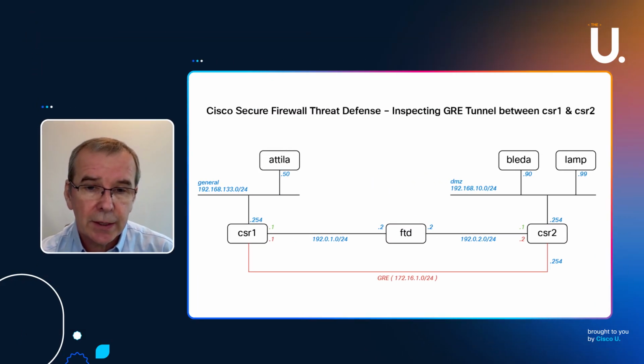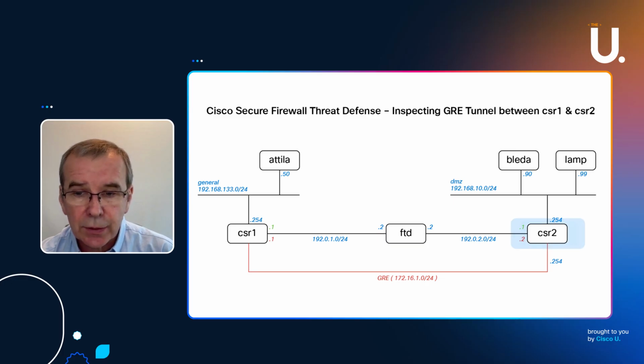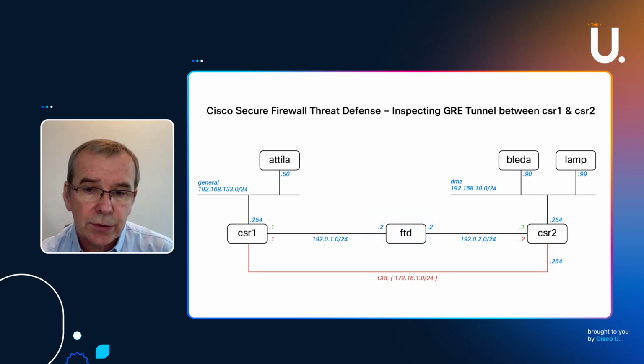Now in this demonstration which I'm about to give, we have the following network. It consists of a pair of routers, CSR1 and CSR2, which act as the GRE endpoints. The GRE network is 172.16.1.0, and CSR1 is .1 and CSR2 is .2. The device in the middle is a Cisco Secure Firewall Threat Defense, the FTD.